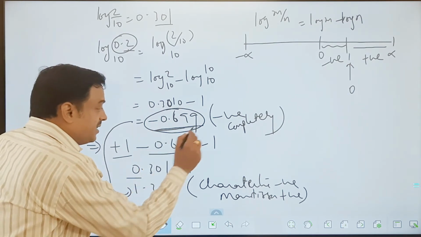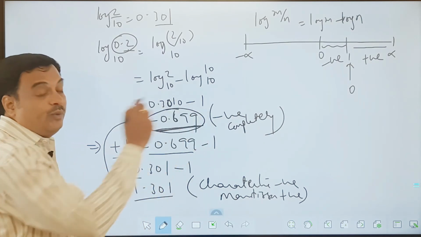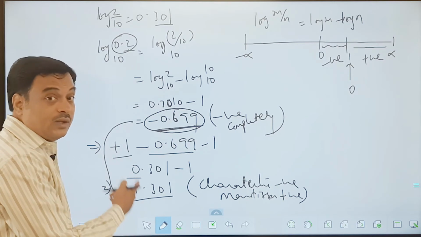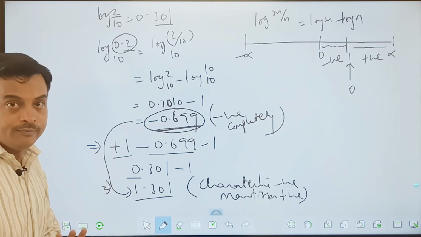So what is the difference between this and this, my friend? I wrote it very clearly. If I write like this, the entire value will be negative, and if I write like this, only the characteristic value will be negative, but the mantissa value will be positive.